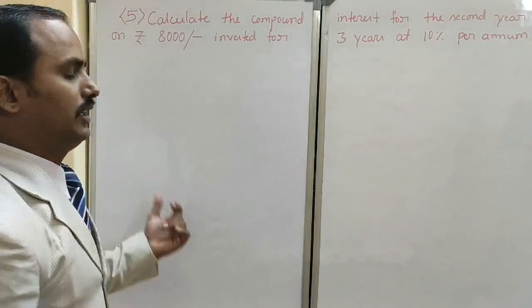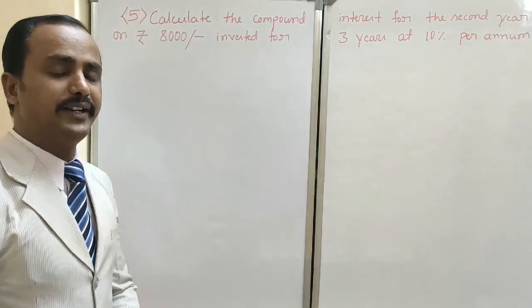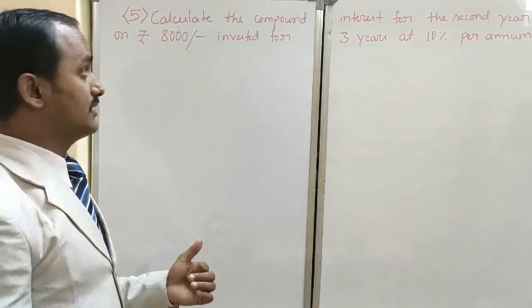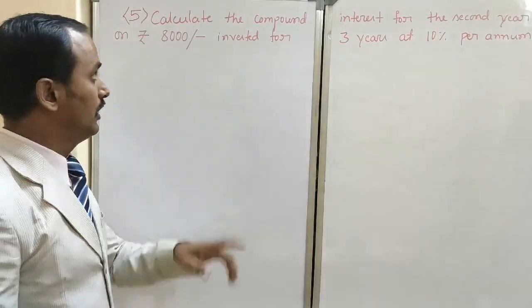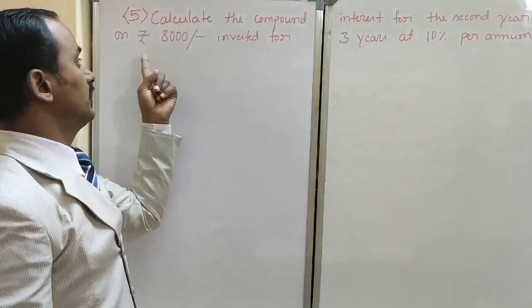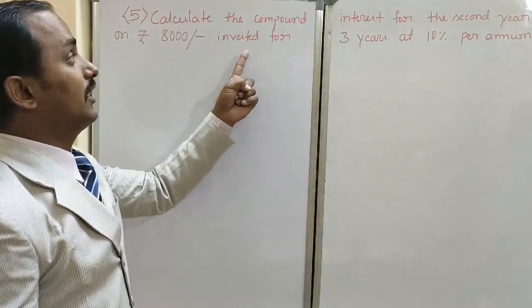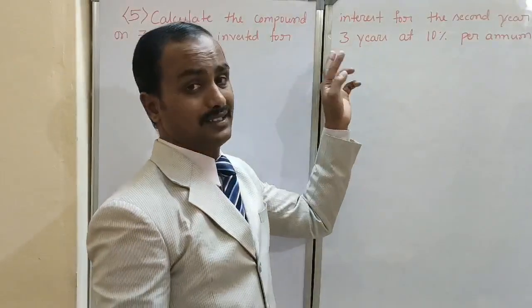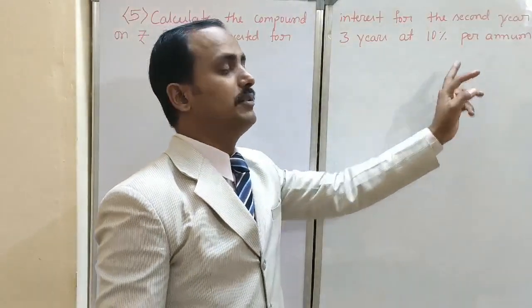Dear children, in compound interest without using the formula, exercise A, I am explaining the fifth problem. Calculate the compound interest for the second year on rupees 8,000 invested for 3 years at 10% per annum.